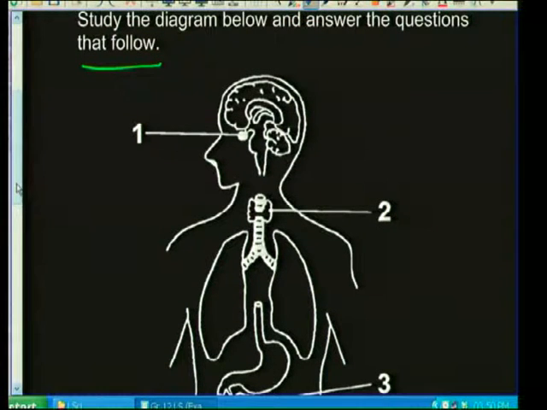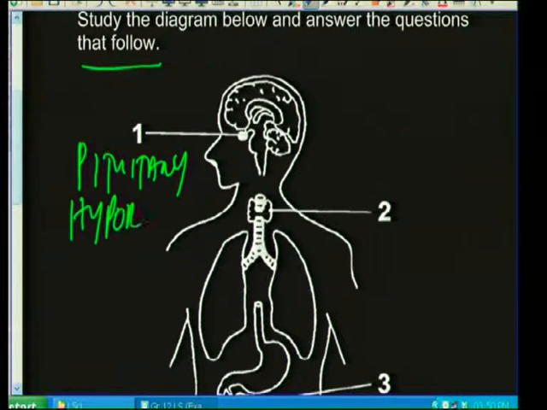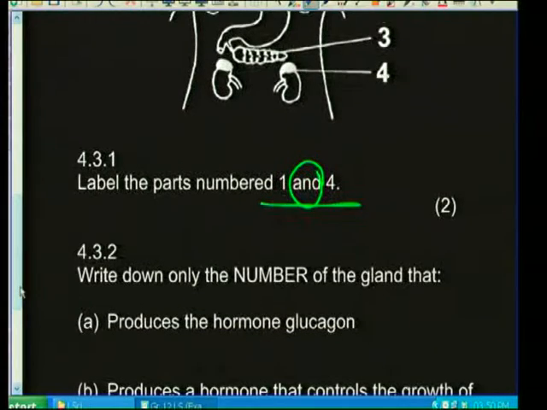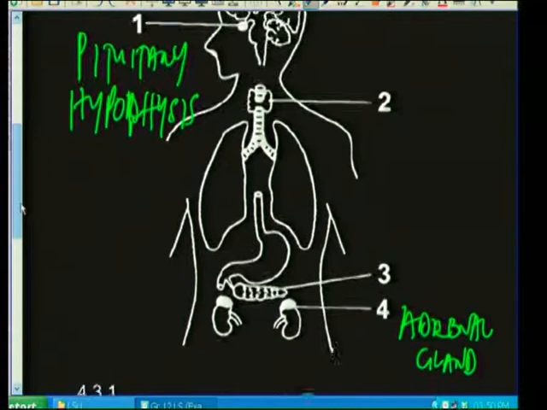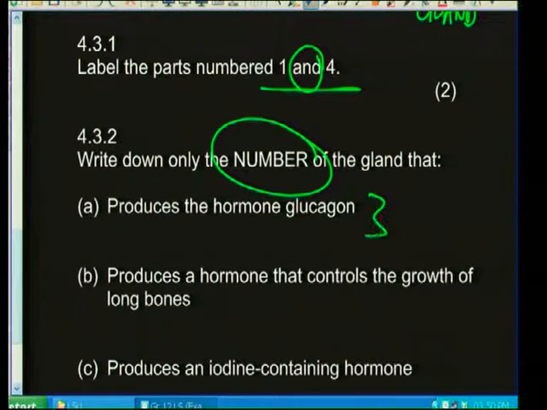In this one, only 1. That is the pituitary gland or the hypophysis. And 4, adrenal gland. Write down the number, only the number of the gland that produces the hormone glucagon. That is number 3, the pancreas.